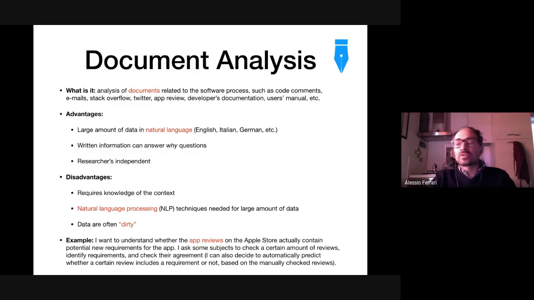Why this? Because, of course, the opinion of a certain subject can be different from the opinion of another. So I have to identify the requirements that are identified by, for example, both subjects. And then maybe I can even improve the process by trying to implement a system that automatically predicts whether, given a certain review, it includes a requirement or not.